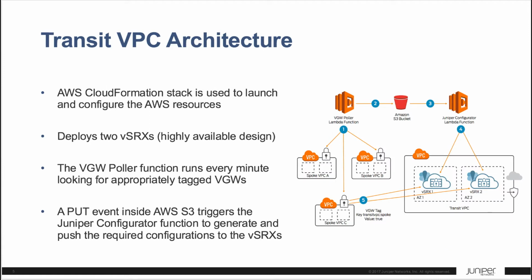Let's dive in deeper on Transit VPC. The CloudFormation template deploys two vSRX firewalls, each in different availability zones. Each vSRX uses two elastic network interfaces, ENIs, one for its management interface and the other one for its VPN connection interface. Once the Transit VPC and its artifacts are created successfully, the Lambda automation infrastructure is in place to connect the Spoke VPC to the Transit VPC.